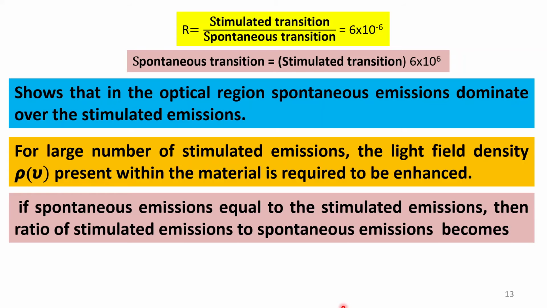then the ratio of the stimulated emission to the spontaneous emission becomes, that is R is equal to 1. So now remember here, in case of that system, when the rate of the spontaneous emission becomes equal to the rate of the stimulated emission, then the ratio of the stimulated emission to the spontaneous emission becomes 1. So that is R is equal to 1.